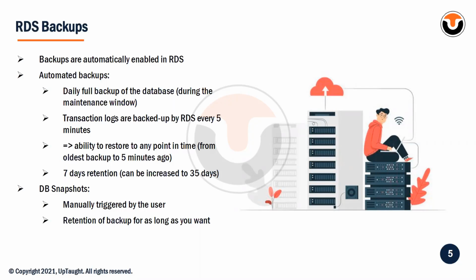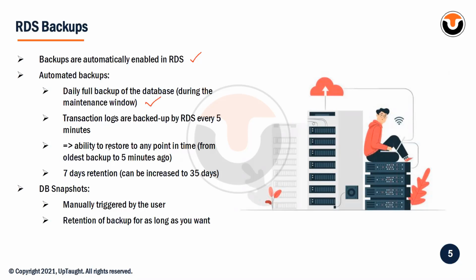Let's see what features AWS provides on top in backups. The first thing is they are automatically enabled in RDS. You don't have to configure anything. So the backups will be taken every 8 hours automatically, right? By default, when you bring up any database in RDS, the backups are automatically scheduled. During the maintenance window that you give, a full backup of the database will be done.